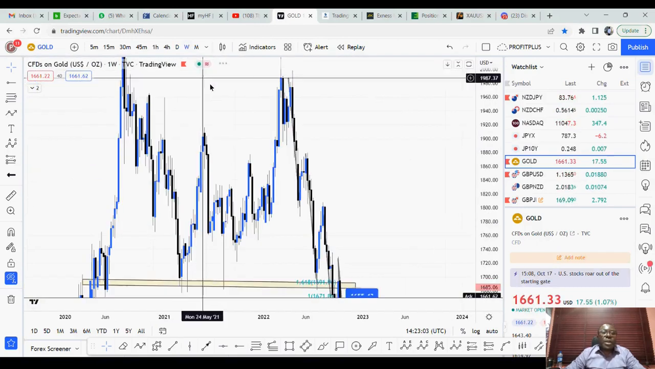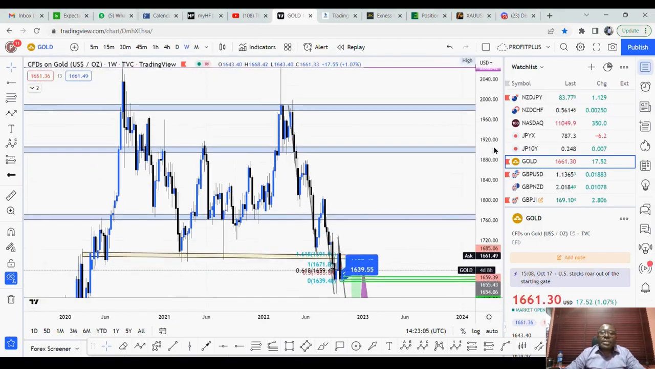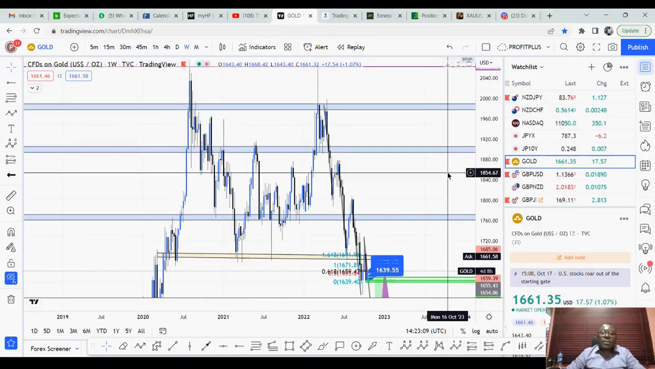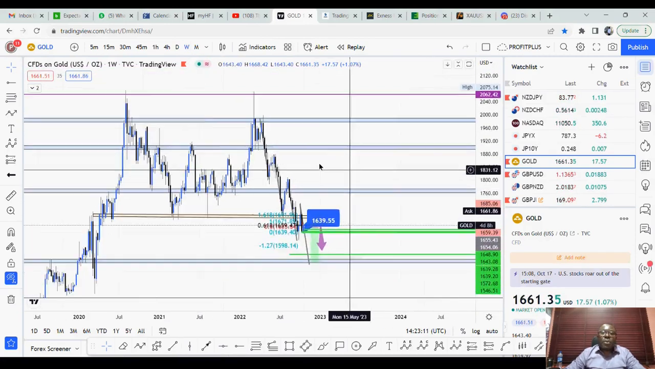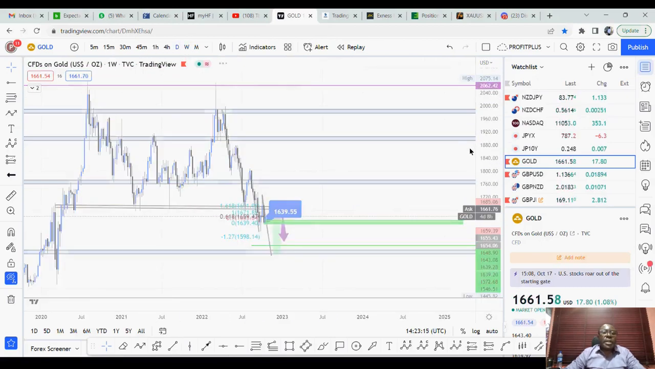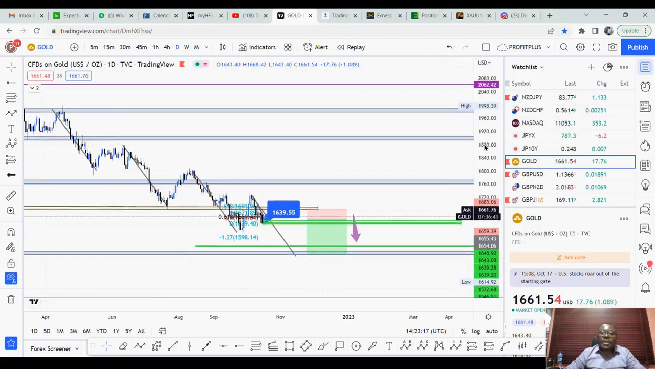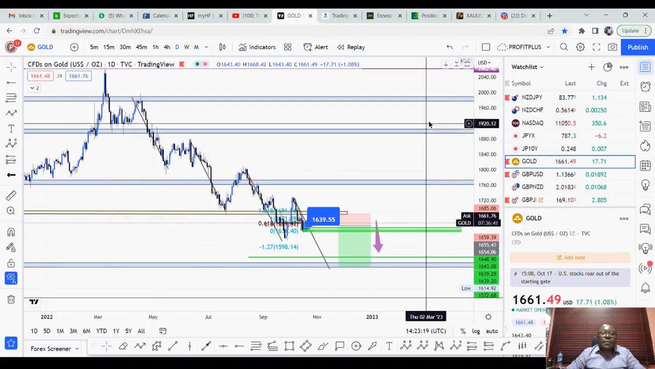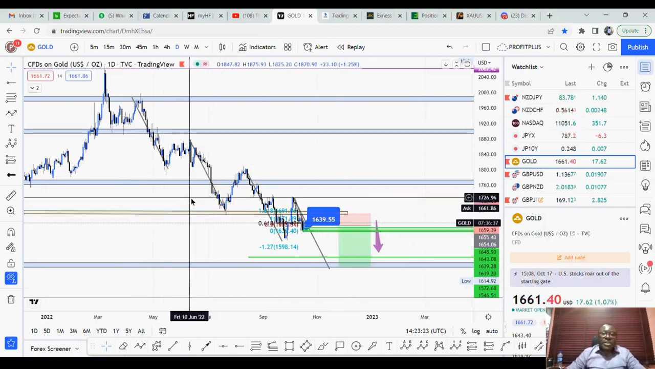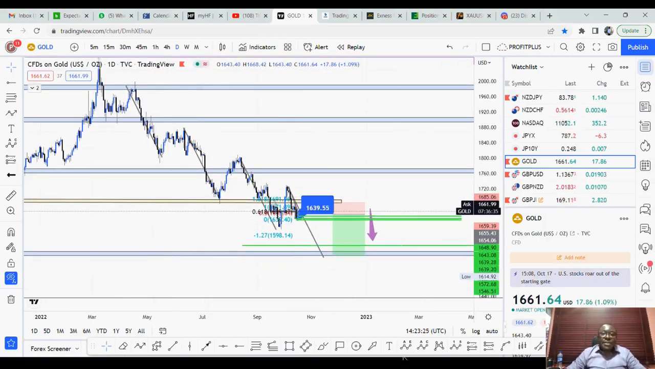Let me put it on weekly. Alright. On both weekly and daily, you can see. Or let me put it on daily. It's more beautiful there. Alright, you can see the gold. This is a live chart.